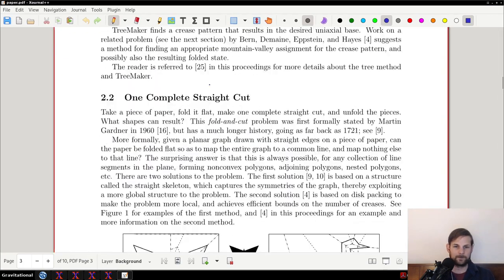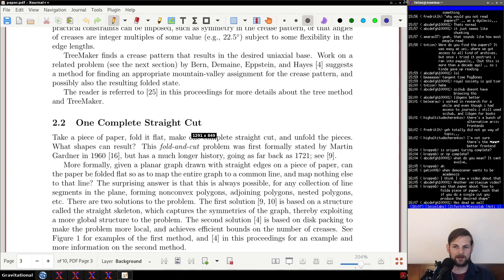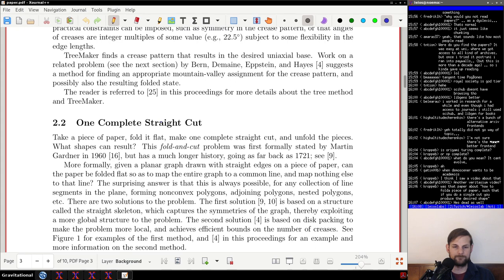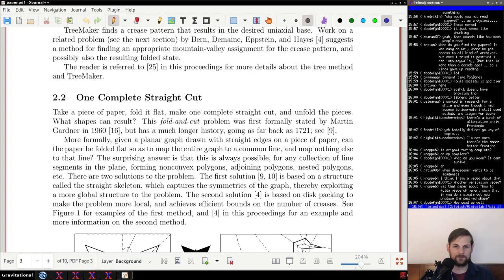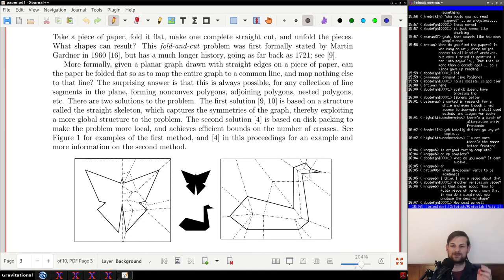Paper.pdf. One complete straight cut. Oh, take a piece of paper, fold it flat. I think you're right. And make one complete straight cut and unfold the pieces. What shape? That's super cool. So what they're trying to do is fold the paper in such a way that you do one cut and you create this thing, or you create that thing.